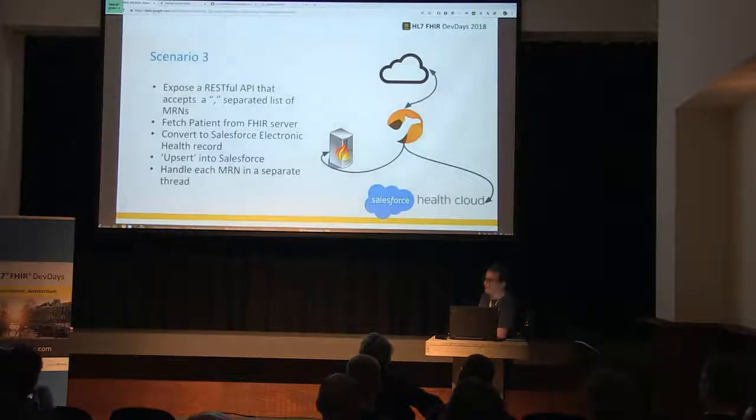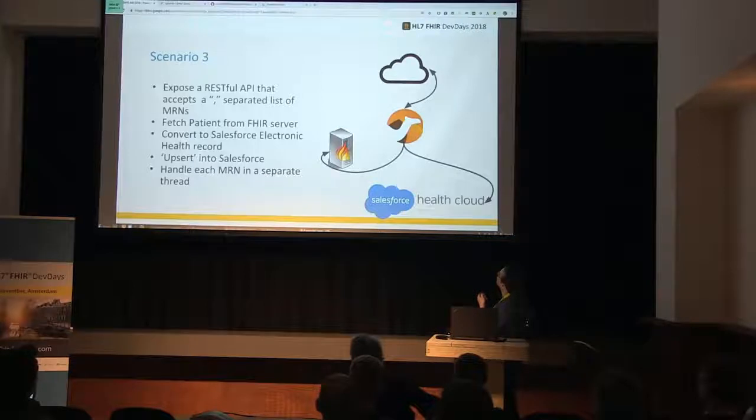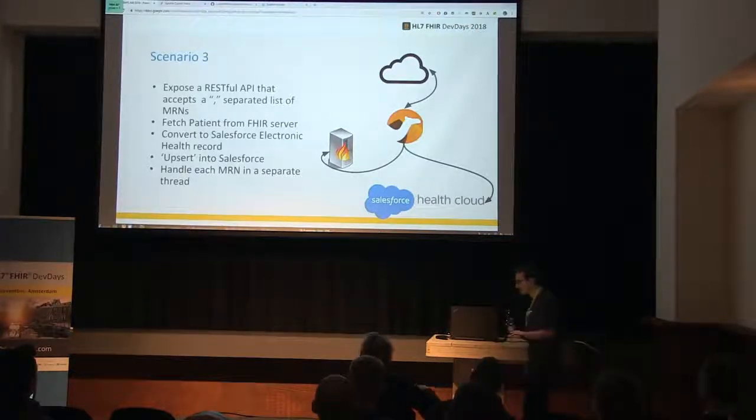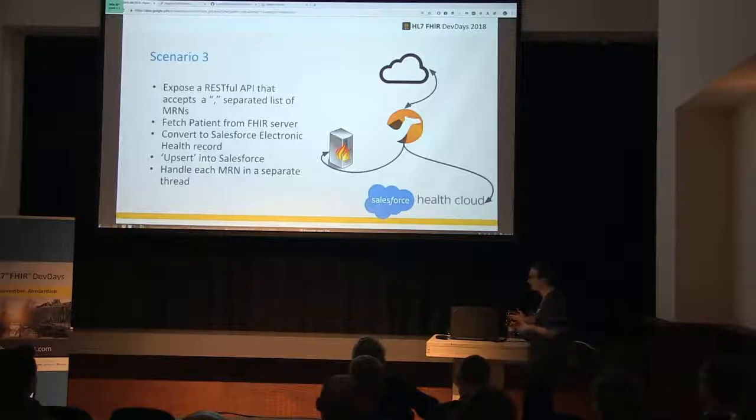Let's look at our last scenario, and it's going to be a little similar, right? So we're going to expose a REST API again, but instead of accepting one medical record number, we're going to accept a list of medical record numbers, and they're going to be separated by, say, a comma, right?